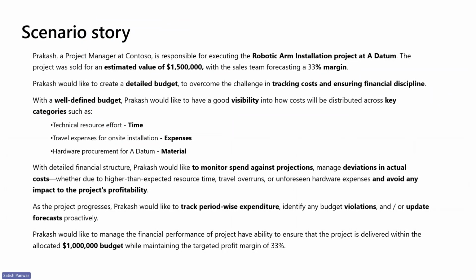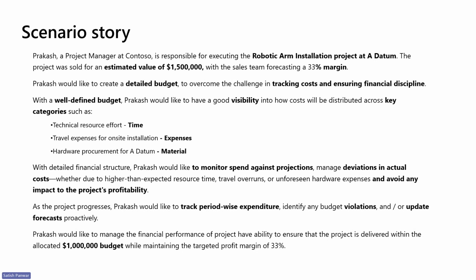So Prakash is a project manager at Contoso, and they have recently won a deal, which is estimated to be 1.5 million, and a forecast margin of 33 is planned. Prakash would like to create a detailed budget to help track the cost and ensure financial discipline. And he would like to do it in different categories so that he can track time, he can track expenses, and he can track materials as well.